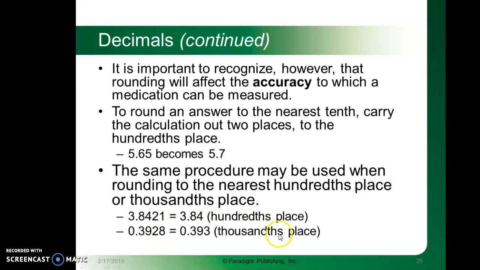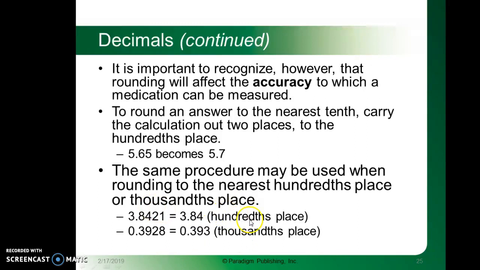Rounding to the thousandths place. So again, we're going tenths, hundredths, thousandths place. So that's the 2. We're going to look at the number to the right, which is the 8. 8 is greater than 5, so the 2 will convert to 3. So 0.393.